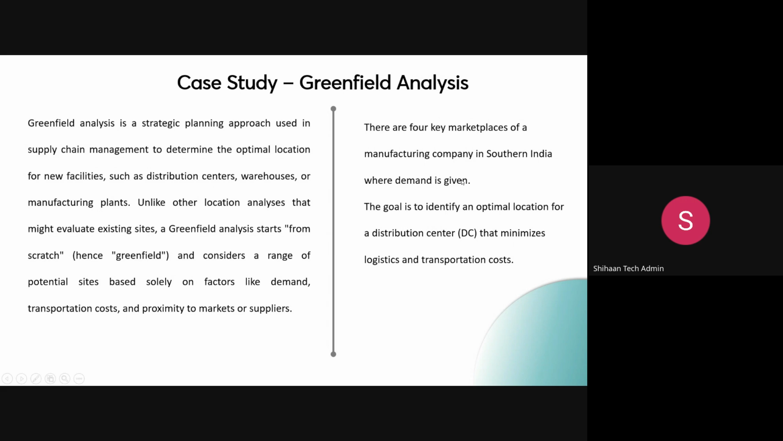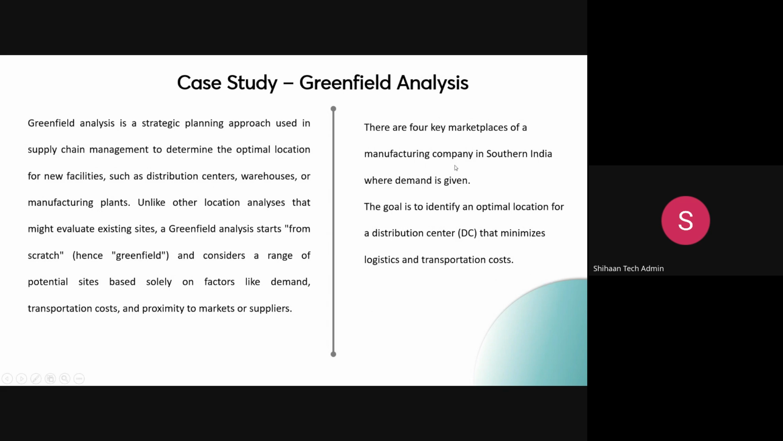So demand is given basically. We will see the demand in tabular format in the later slides. The manufacturing company has four key marketplaces, that means four key customers, basically. The goal is to identify an optimal location for a distribution center, we call it a DC, that minimizes logistics and transportation cost.